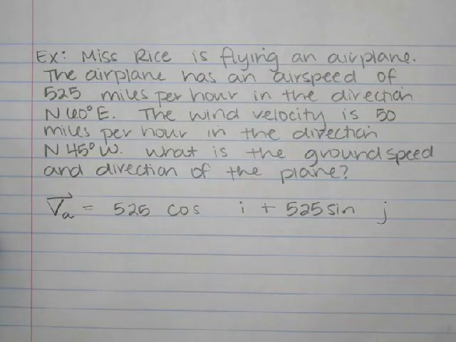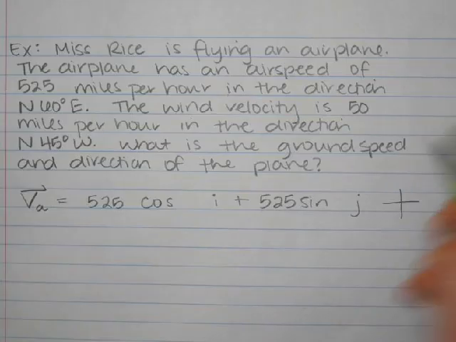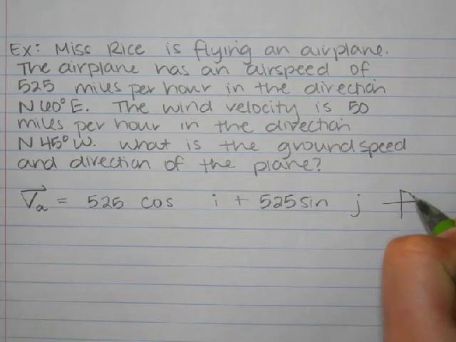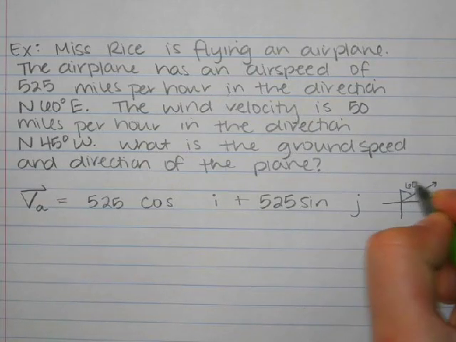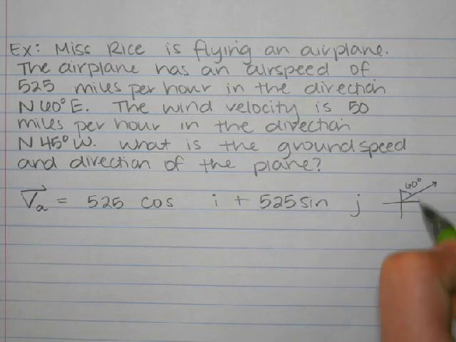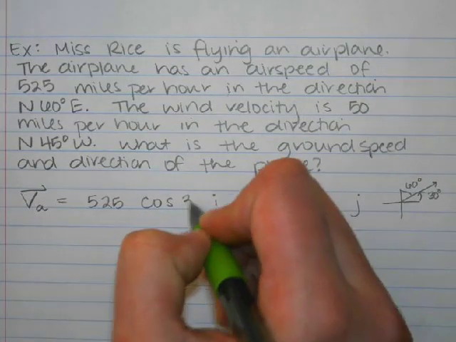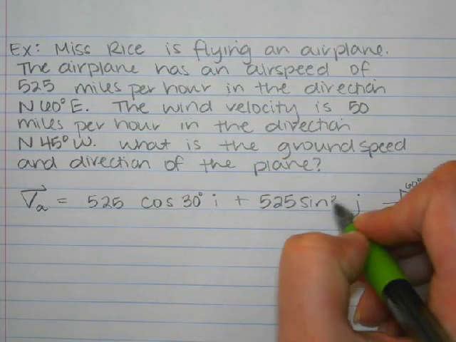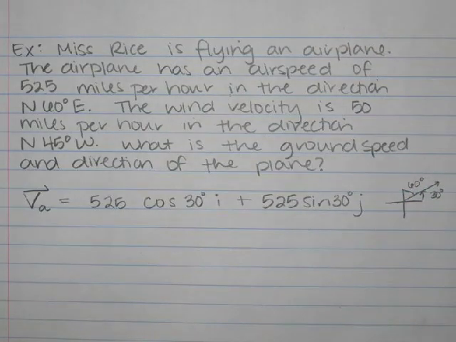So if I draw a little picture of that, starting north and going 60 degrees to the east, that would mean that the plane is headed that direction. And if we were using calculator measurements, what degree angle would we have? 30. So that's our standard position, and we're fairly comfortable with that. We did that before I left. So 525 cos 30, 525 sine 30. So first thing, we write the vector for the plane. Are we okay with that?